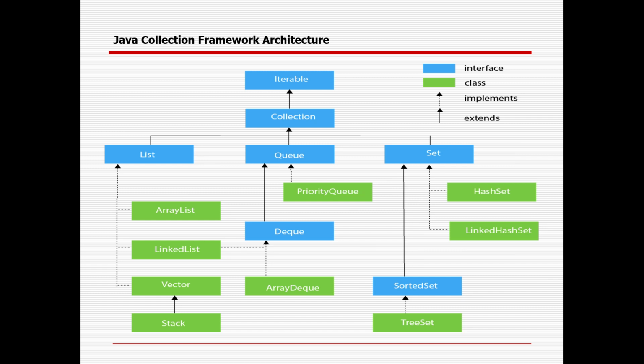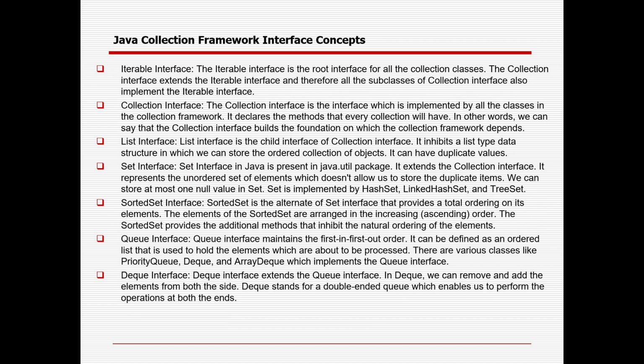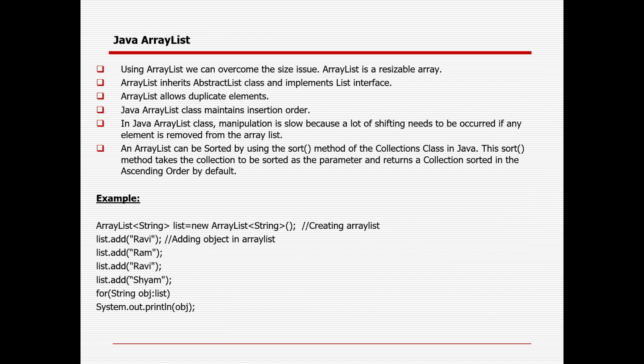So there are interfaces, classes, and methods available. There are a lot of interfaces like list, queue, set, deque, sorted set. There are a lot of classes available like ArrayList, LinkedList, HashSet, LinkedHashSet, TreeSet, all this stuff. From class to class and interface to interface, it will always be extends, and from class to interface it will always be the implements keyword. Okay.